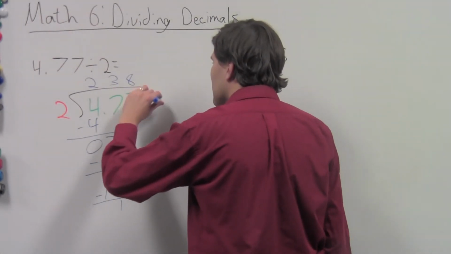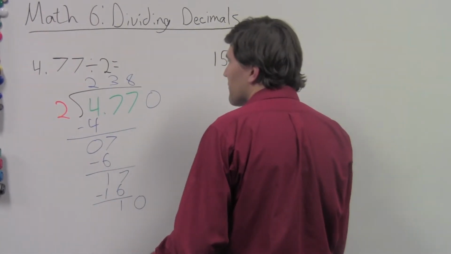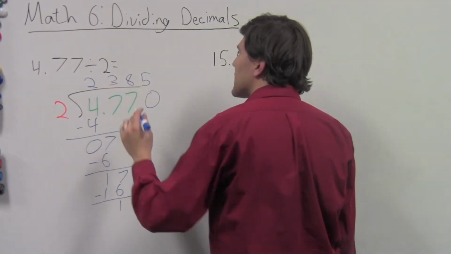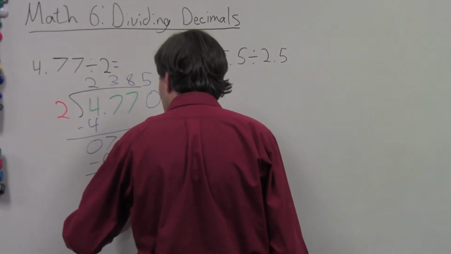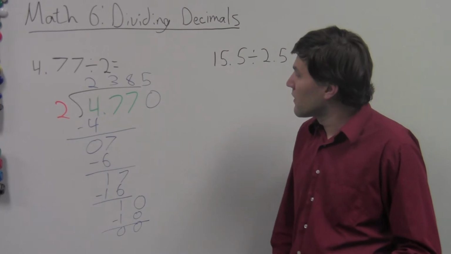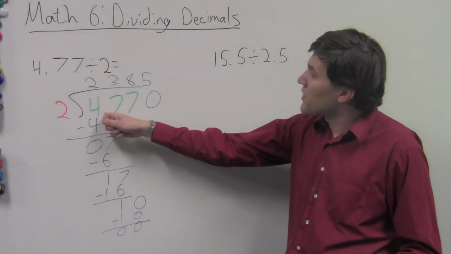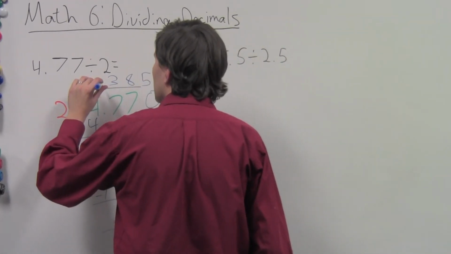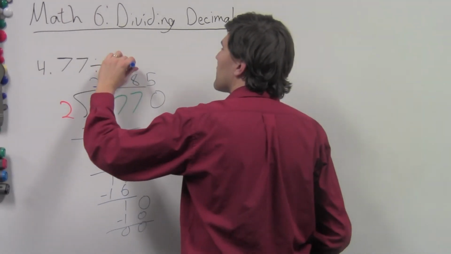We have to add another digit, another placeholder 0 here, and drop it down. Now, how many times does 2 go into 10? It goes in 5 times. 5 times 2, we subtract 10, and we are left with no remainder. So now, we need to figure out where to put our decimal point. We keep it lined up with that in the dividend, and we find that our answer is 2.385.